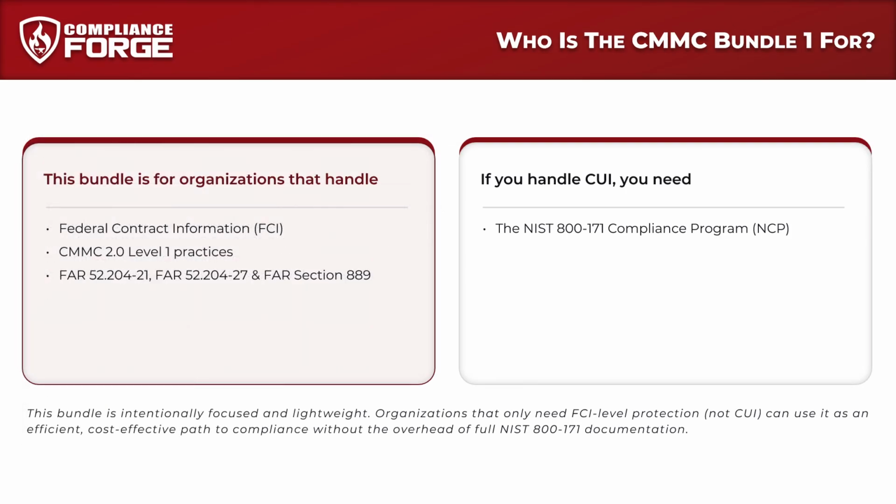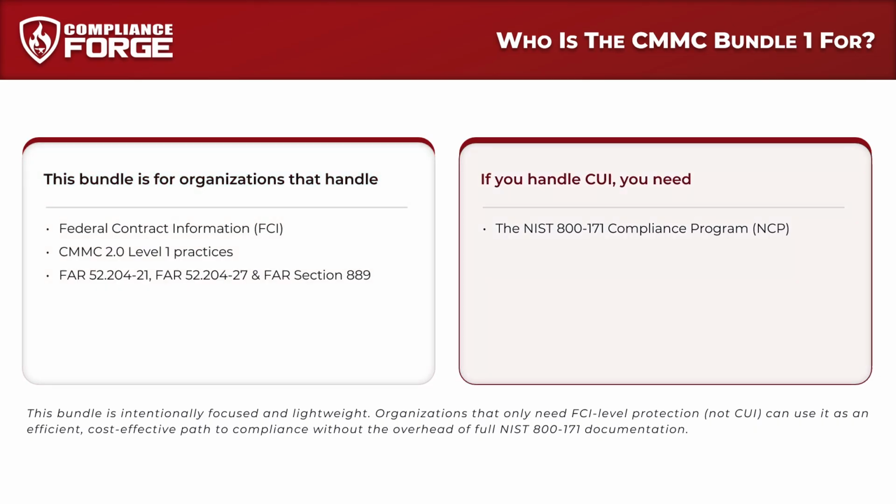So who is this bundle for? It provides focused documentation for organizations that handle federal contract information, but do not handle controlled unclassified information, or CUI. If you need to address CUI requirements, then the NIST 800-171 Compliance Program, the NCP, is the most appropriate solution for your needs. This bundle is intentionally focused and lightweight. Organizations that only need FCI-level protection can use it as an efficient, cost-effective path to compliance without the overhead of full NIST 800-171 documentation.